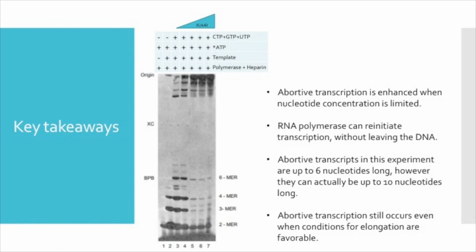Let's wrap up with some key takeaways. We can get enhanced aborted transcription by limiting nucleotide concentrations, resulting in RNA polymerase pausing more frequently and the short hybrid dissociating. We also know from adding the heparin that RNA polymerase is reinitiating without leaving the DNA molecule. This experiment also showed that we only get abortive transcripts up to about 6 nucleotides long. However, later work, such as the first experiment I showed at the beginning, actually showed that the maximum length of abortive transcripts is 10 nucleotides long. After about 10, the hybrid is stable enough that it can tolerate short pauses by the polymerase. However, the length of the abortive transcript is dependent on the transcription conditions and the DNA template.